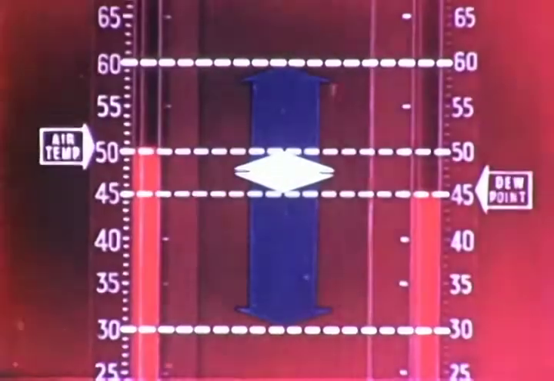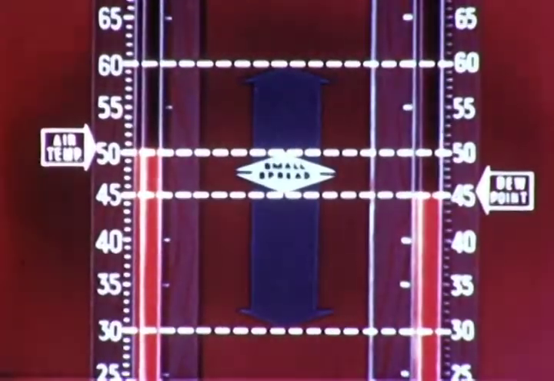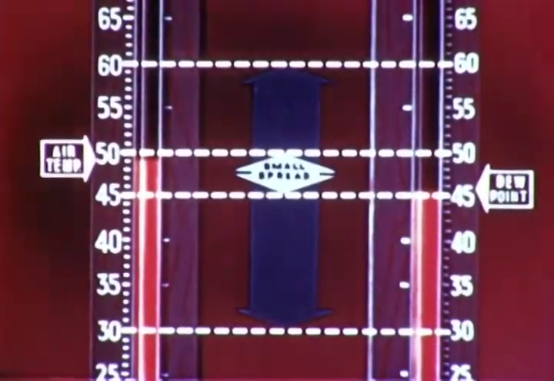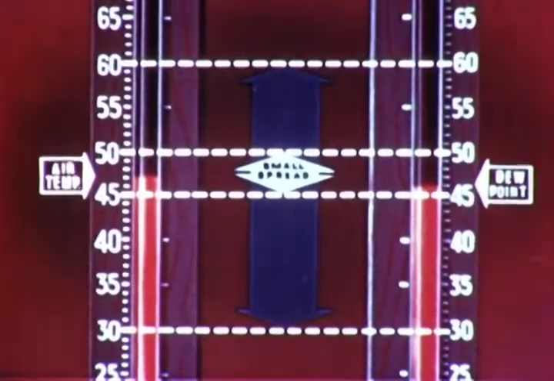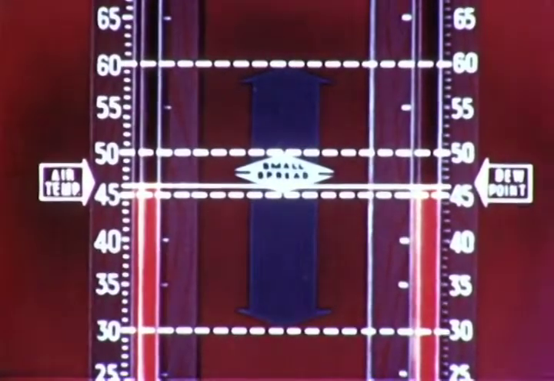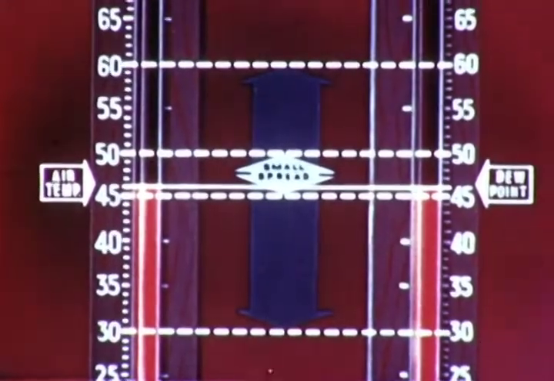But with a smaller spread, less cooling of temperature and increase of dew point will be required, and the possibilities of fog formation will be greater.